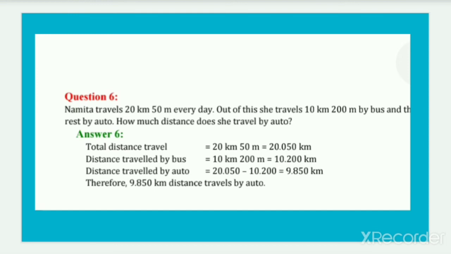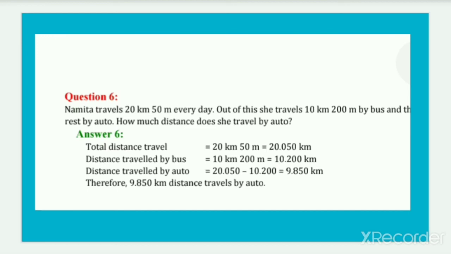Okay, so the total distance traveled is 20 kilometer and 50 meter. We will change this meter into kilometer. How? By dividing it by 100, right? Sorry, not by 100, by 1000 we have to divide, because 1 kilometer has 1000 meter. So we will divide 50 by 1000, and whatever answer comes, we will add to 20 kilometer. So it will be 20.050 kilometer.